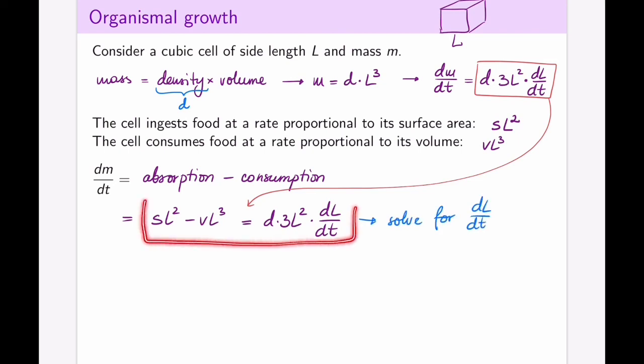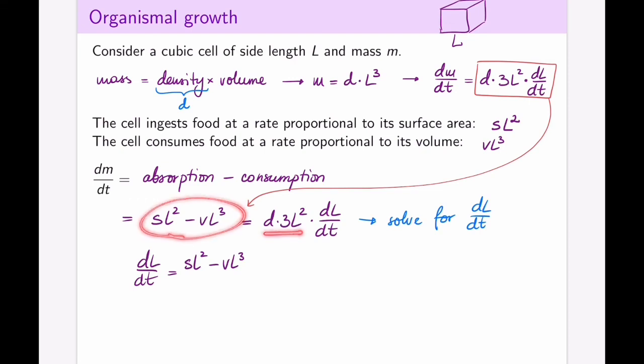I encourage you to pause the video for a second and actually try to solve this equation for dl by dt, keeping in mind that you're essentially going to treat everything else as constant for now. You're going to isolate dl by dt and then simplify the expression as much as you can. Pause the video, see if you can do it. The expression we should get for dl by dt in this case is going to be SL squared minus VL cubed, the entire right-hand side here, divided by the coefficient in front of my dl by dt. So divided by D times 3L squared.